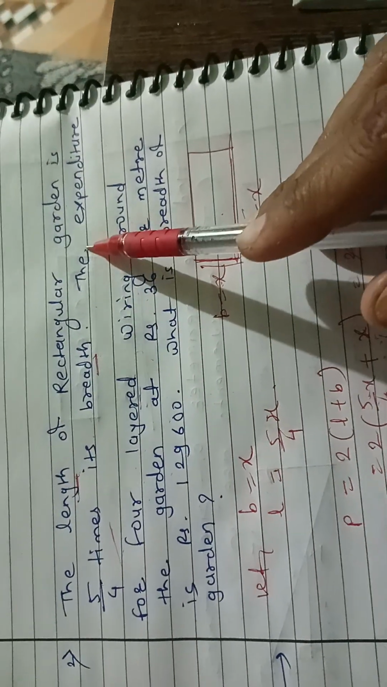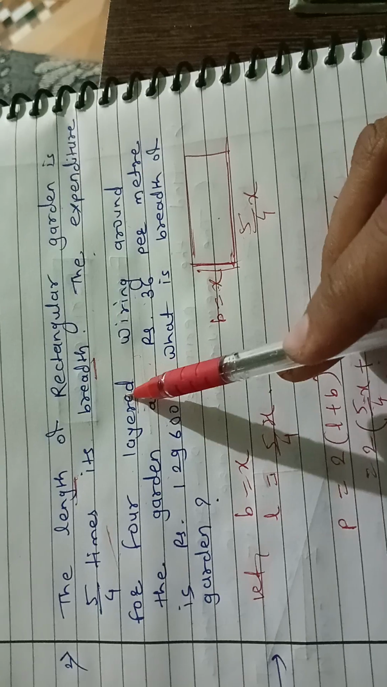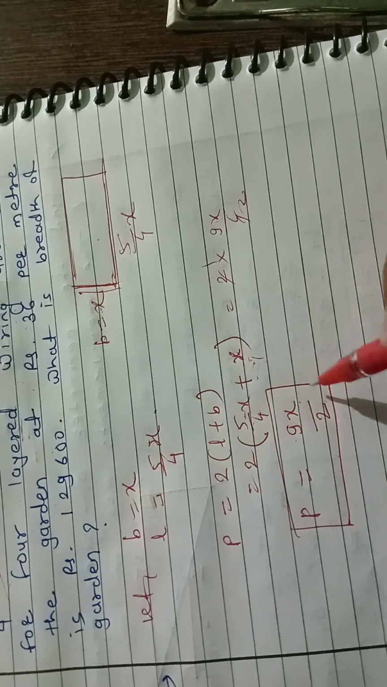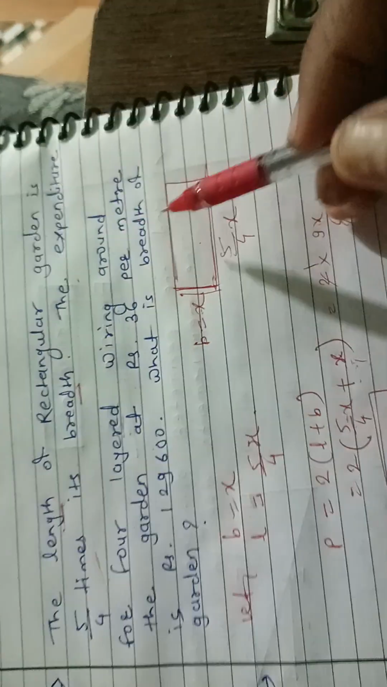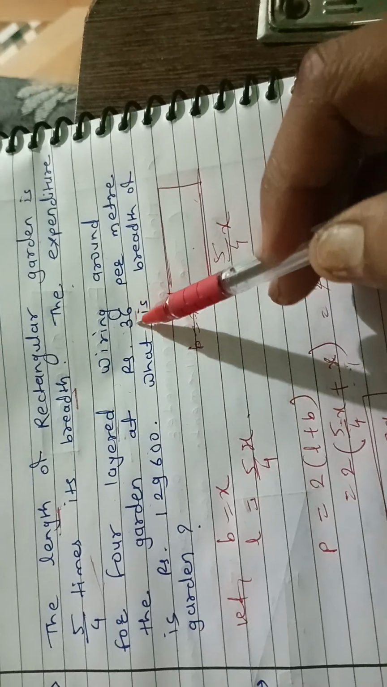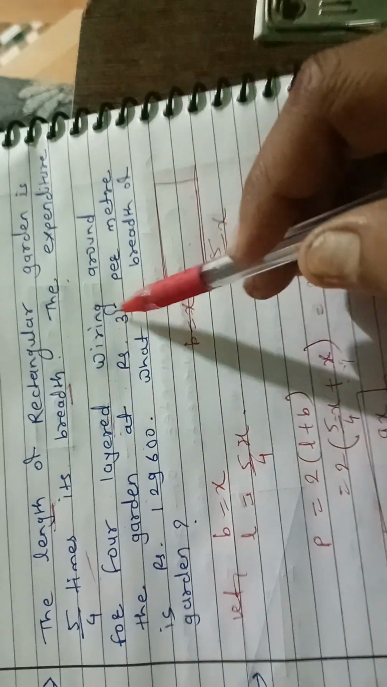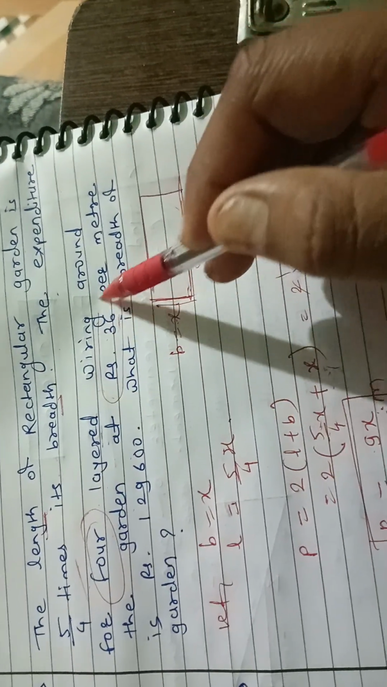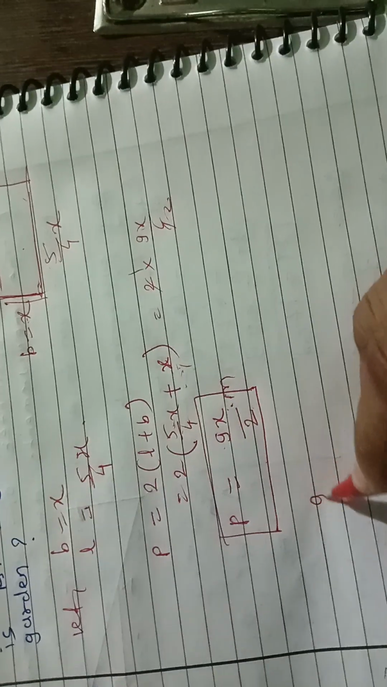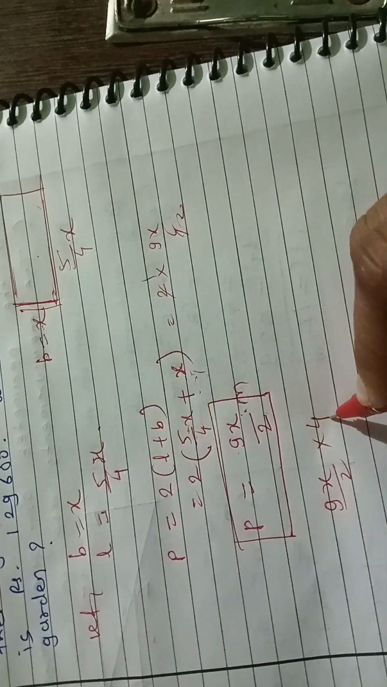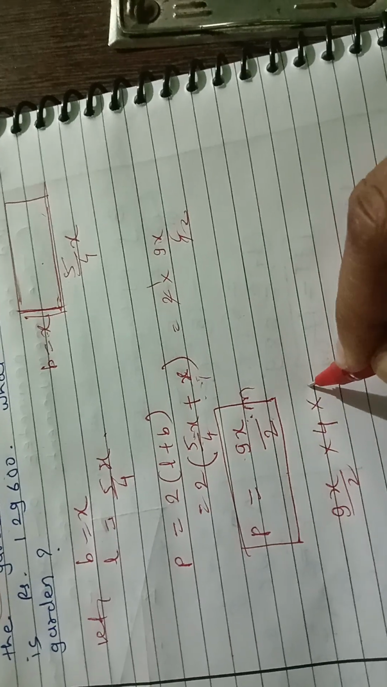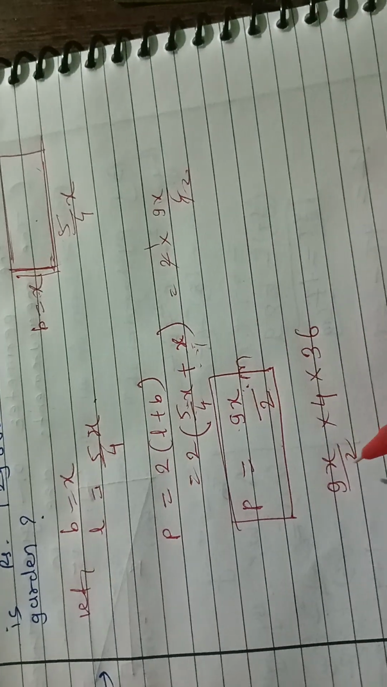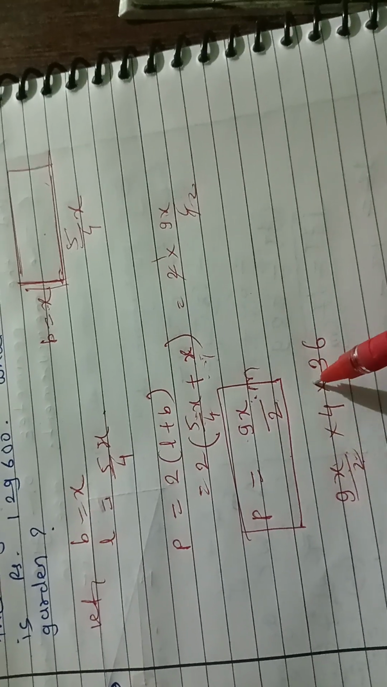Now again come to the question: the expenditure for the 4 layered wiring around the garden at rupees 360 per meter, means this is 9x by 2 meter. So if you take one round, you will get rupees 360 for this wiring. Likewise you are taking 4 rounds, and one round costs 360 rupees. So for this 9x by 2 you are taking 4 rounds, means each meter is requiring 36 rupees. Look here, rupees 36 per meter. Likewise you have 9x by 2 meter, so 9x by 2 multiplied by 36.